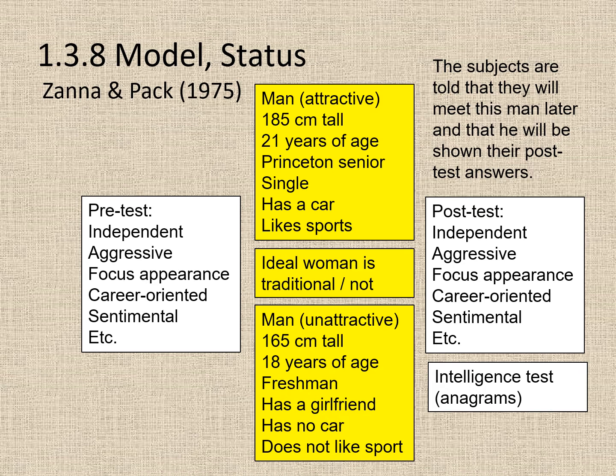So they get the information about this man that they are going to meet later on. Then after this information, they do the self-rating again. How independent, aggressive, and so on are you. And they're told that the man they're going to meet will see how they rate themselves. Okay. So we'll have a look at how they change their self-presentation from the first session to the second session. At the second session, they also take an intelligence test with anagrams. So we'll have a look at how the results on this intelligence test look.